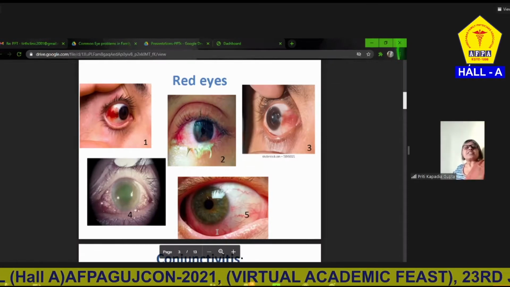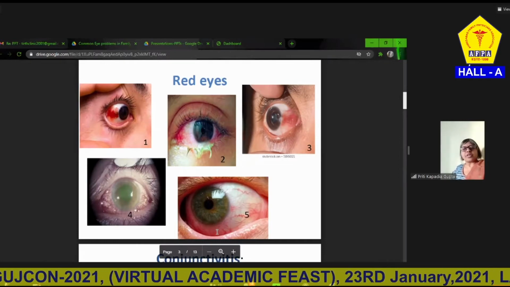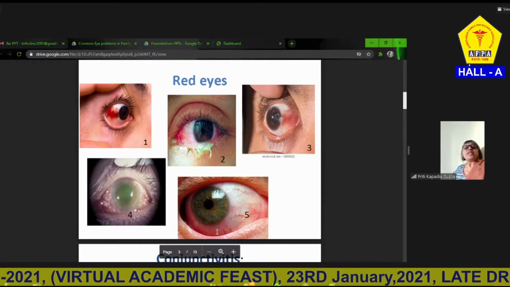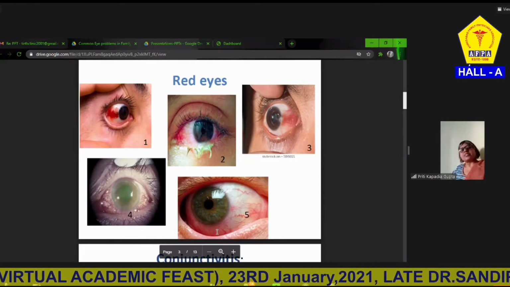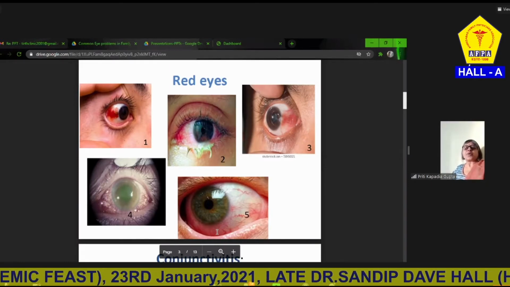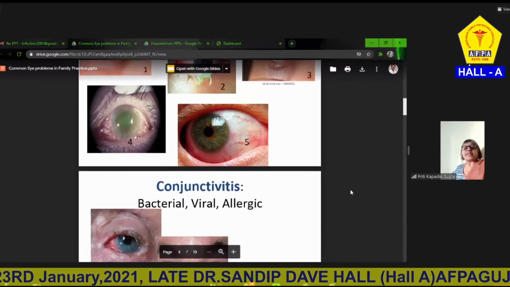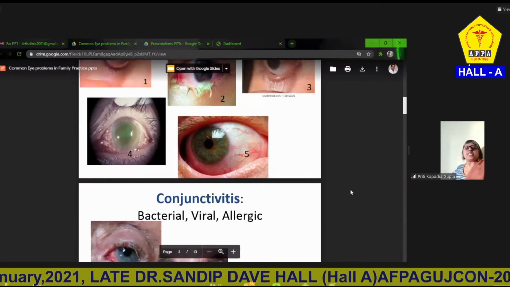Viral conjunctivitis generally takes its own time and gets treated on its own, but generally the topical antiviral drugs don't help. So these are the few cases where I wanted you to understand what the red eye things are and how you treat that.